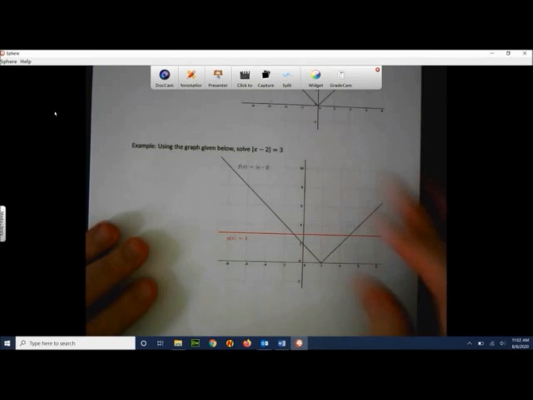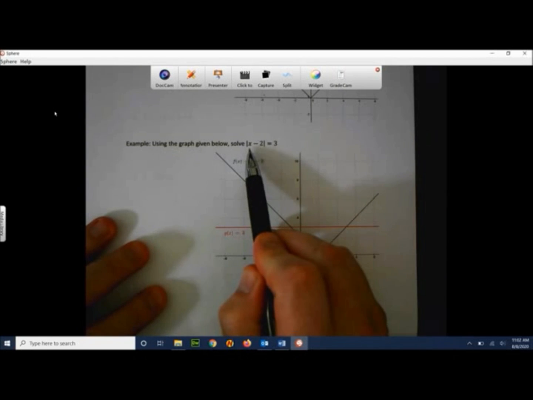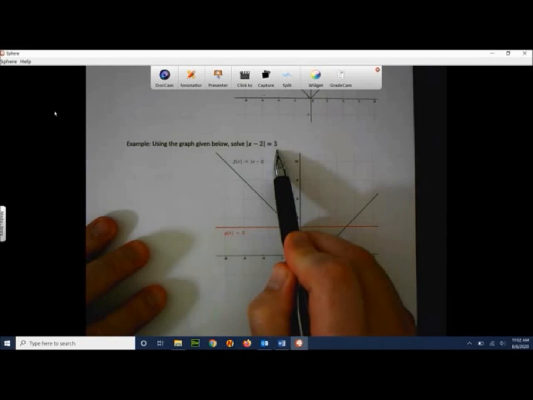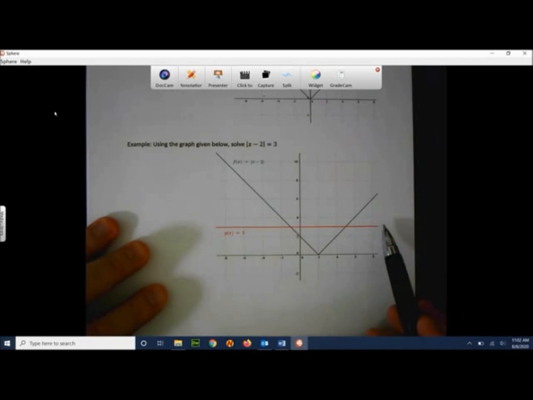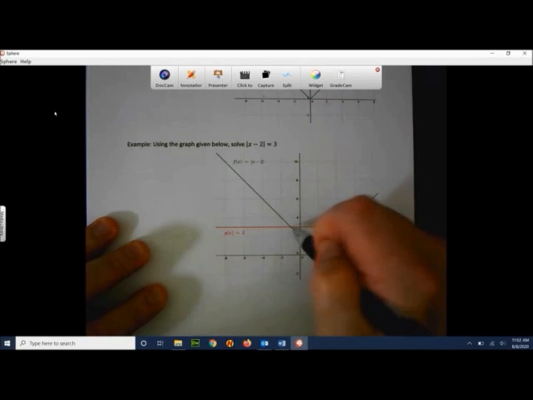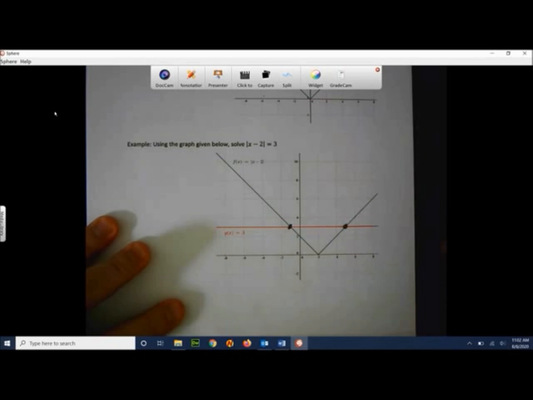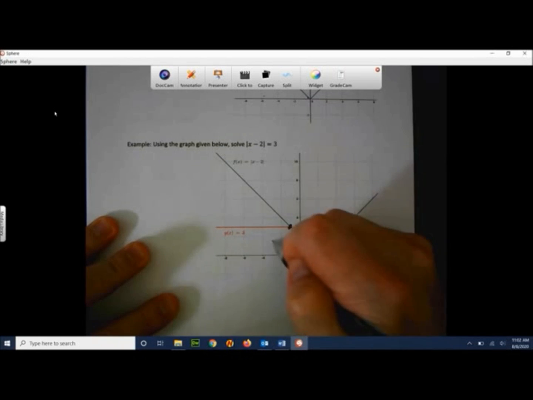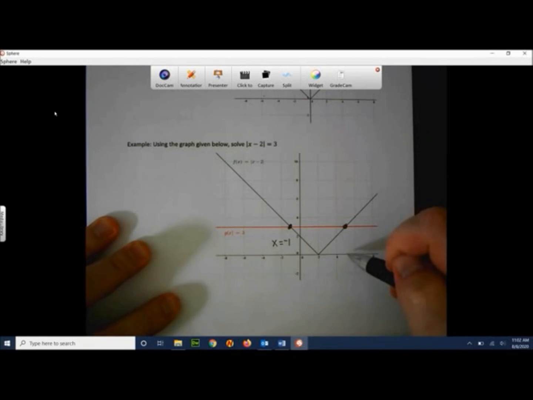All right, second problem. Now this one's slightly more complicated. We have absolute value of x minus 2 equals 3. The graph of absolute value of x minus 2 is this green one, and 3 is the horizontal line. Once again, we can see they cross in two places. So one of the answers is here, x equals negative 1, and the other answer is here, x equals 5.